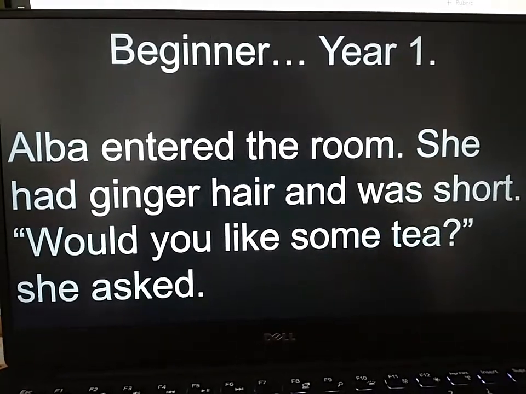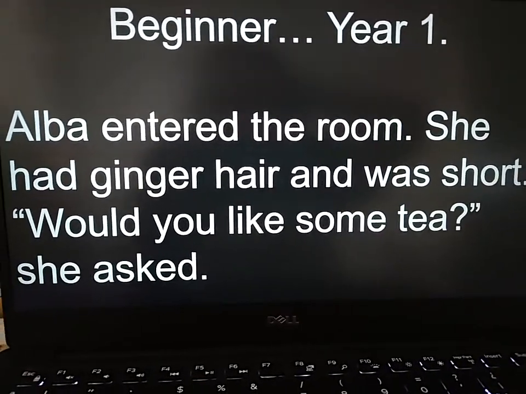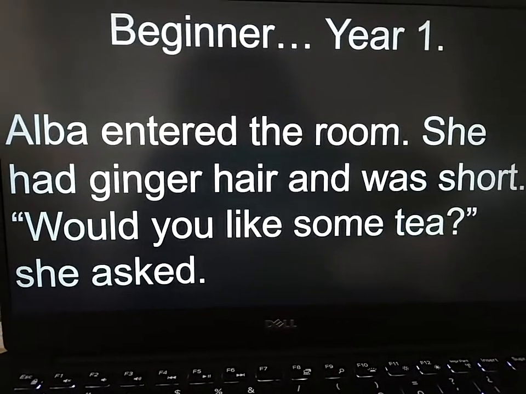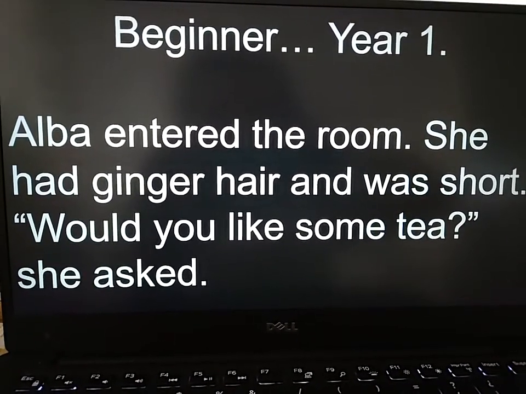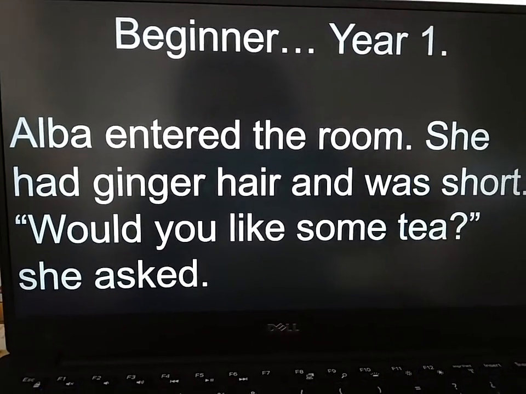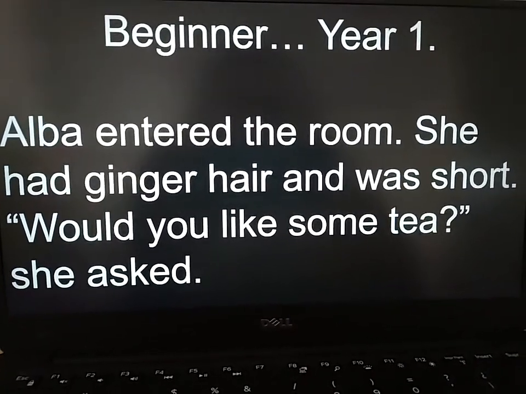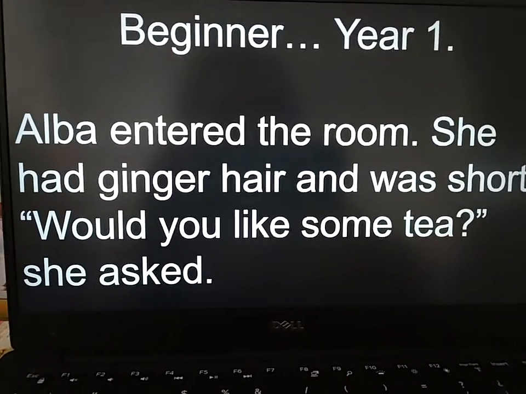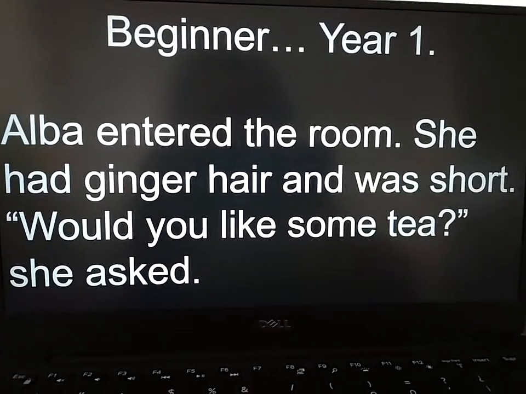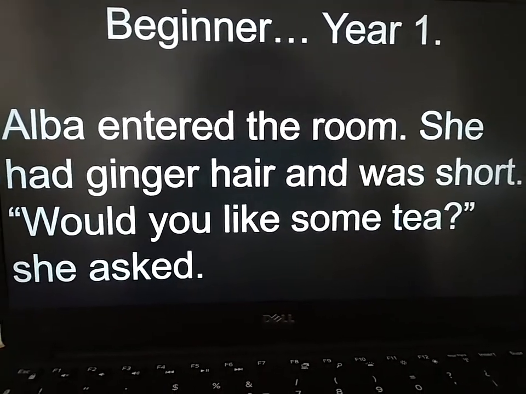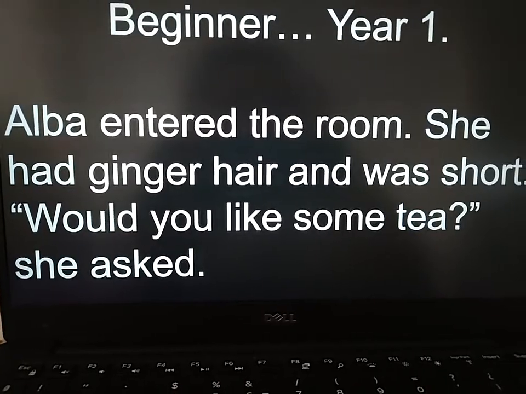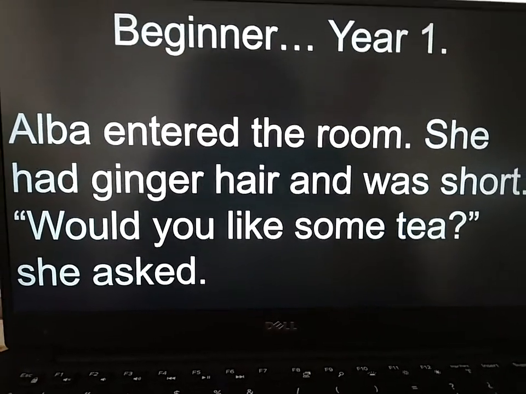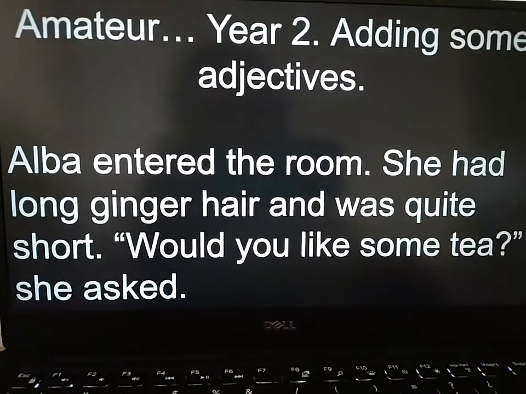Okay, this is like the beginner level, the year one level. Alba entered the room. She had ginger hair and was short. "Would you like some tea?" she asked. So that's your absolute basic year one style description. You're just telling me a little tiny bit, two things about Alba. So in your head now, you know two new things about Alba. She has ginger hair and she's quite short. That's all we know. Okay, that's your year one level.